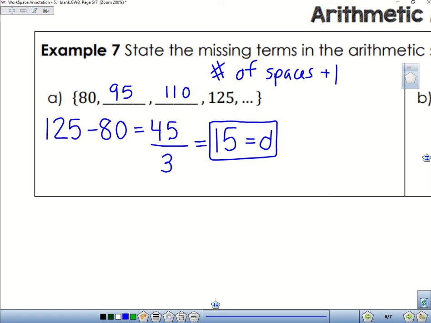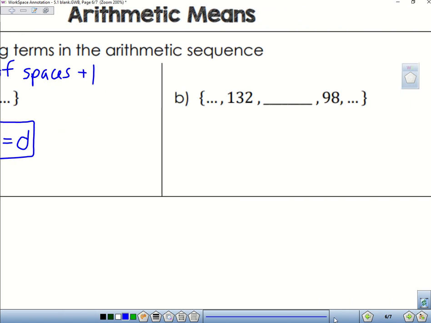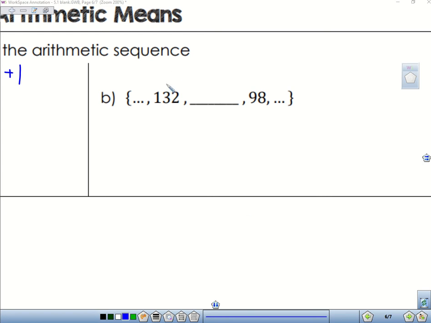Alright, let's try the next one. Everybody good with example 7? Alright, so the next one, what do you notice about, in this case, it goes backwards. Yeah, it goes backwards. So I personally still like to do the larger minus the smaller. You can do it the other way around, but instead you're just going to add instead of subtract. So it's really up to you. I take the larger minus the smaller still.